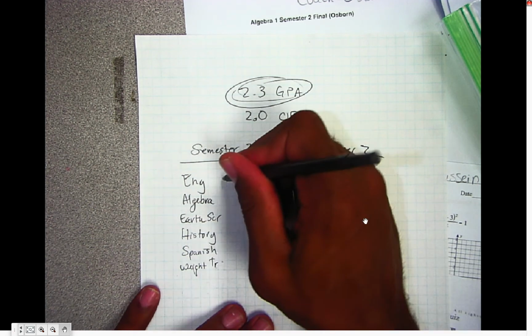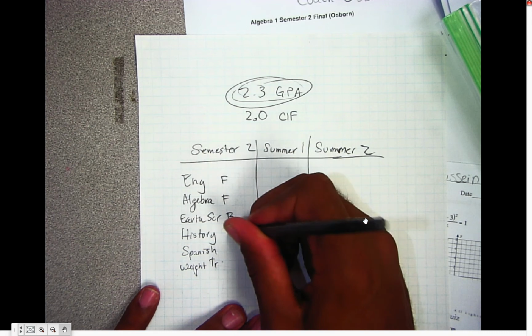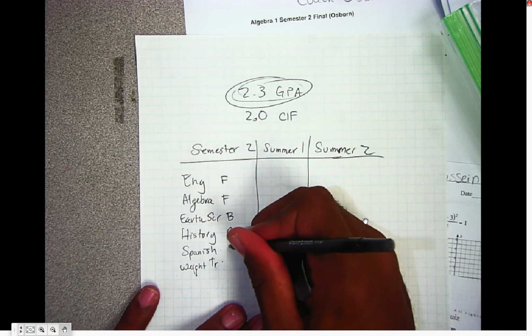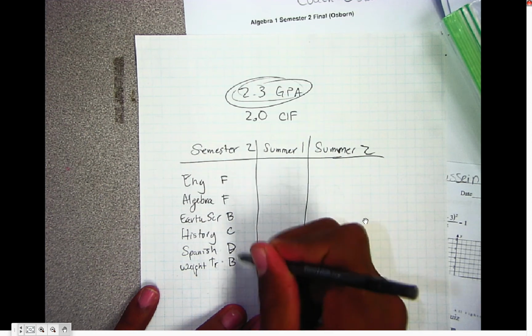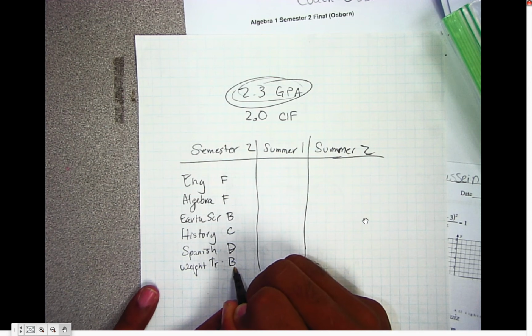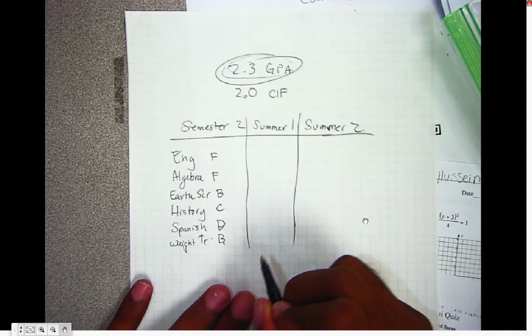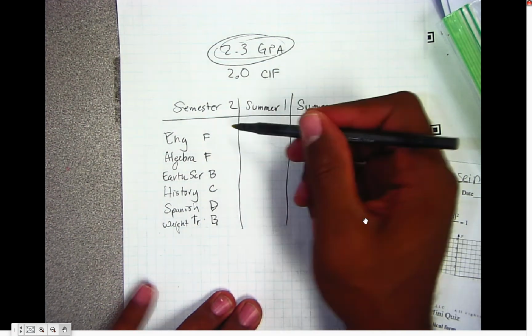Okay, now let's say in English I got an F, algebra I got an F, earth science I got a B, history I got a C, Spanish I got a D, and weight training ended up with a B, even though everybody should be getting an A as long as you attend every day and actually work out. It's an easy A, okay, but some of us weren't there or weren't attending regularly, so your grade is not an A.